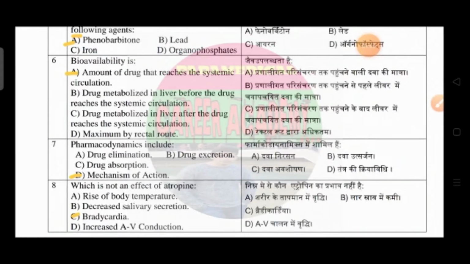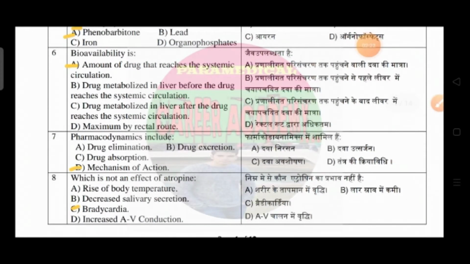Question number 6: Bioavailability is? Option A, amount of drug that reaches the systemic circulation, option B is drug metabolized in liver before the drug reaches the systemic circulation, option C is drug metabolized in liver after the drug reaches the systemic circulation, and option D is maximum by rectal route. So the correct answer is option A, that is amount of drug that reaches the systemic circulation.